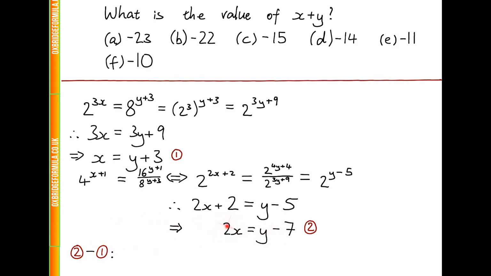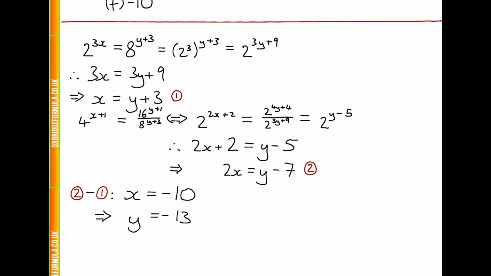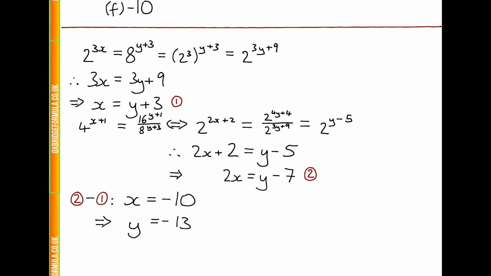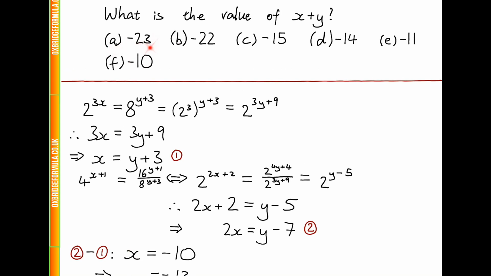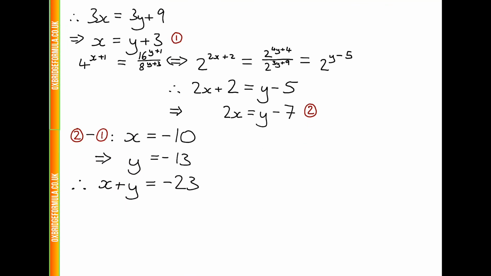On the left-hand side we have 2x minus x, which just gives us x. On the right-hand side the y's cancel out, and we have minus 7 minus 3, which is minus 10. So x is equal to minus 10. Now if we plug that back into equation 1, we have minus 10 equals y plus 3, so y must equal minus 13. Now we have x is minus 10 and y is minus 13, and what we were asked to find is x plus y. That must be minus 23, and if we look back at our options, minus 23 is option A. So our answer to the question is A.